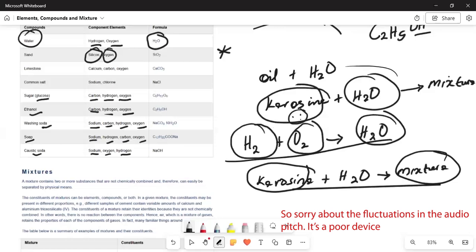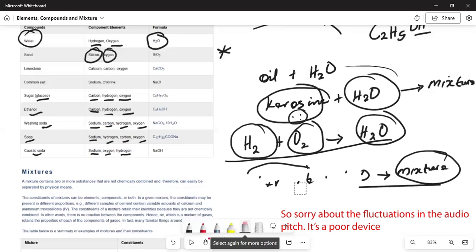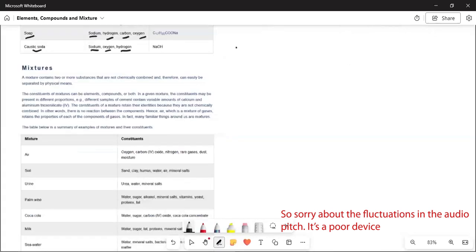A perfect example is kerosene. I love using this as an example because a student actually asked me in one of the classes, what is the chemical formula for kerosene? And I told him kerosene is a mixture, not a compound, and so it doesn't have a chemical formula. The same thing applies to petrol. Let's get some examples first.